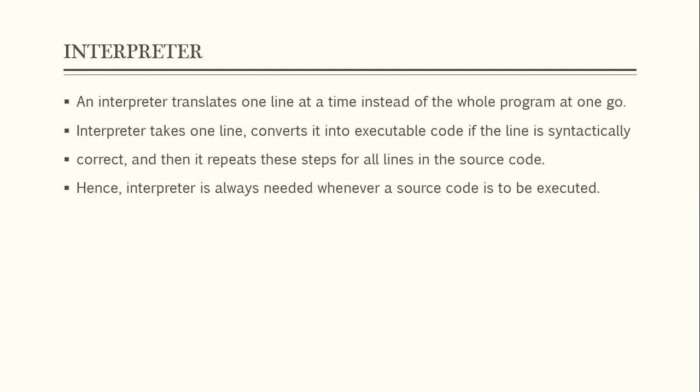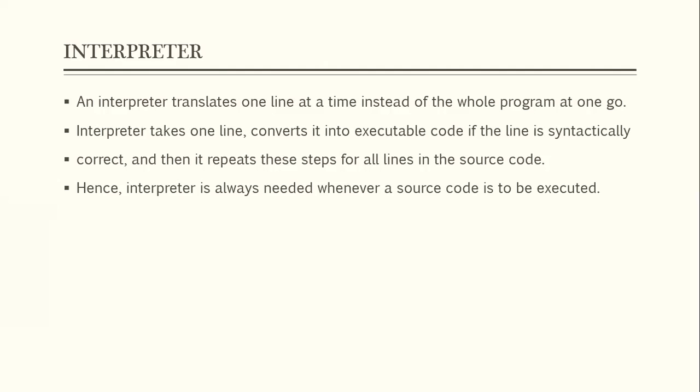An interpreter translates one line at a time. While the compiler is going to translate the entire code and make it into machine language, the interpreter will read one line and convert that one line into machine language. Then it reads the second line and converts the second line into machine language. The interpreter takes one line and converts it into executable code only if the line is syntactically correct. Only if the line is correct will it convert it into machine language. And then it will keep repeating these steps for all lines in the code.